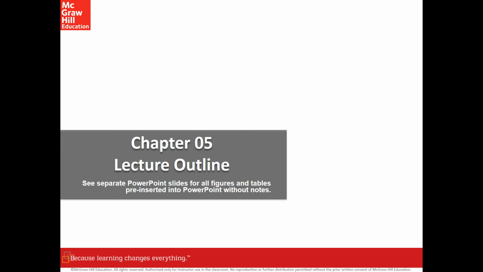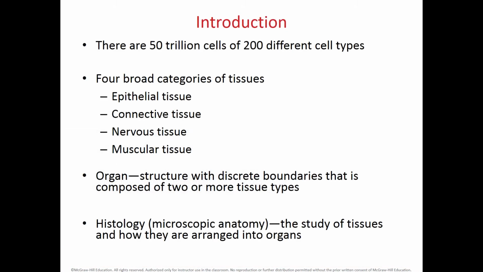Chapter 5, it's about histology. Our organism has around 50 trillion cells that are subdivided into two different cell types. And these cell types form four broad categories of tissues known as epithelial tissue, connective tissue, nervous tissue, and muscular tissue. And two or more tissues within the previous categories will form an organ, which is a structure with discrete boundaries.